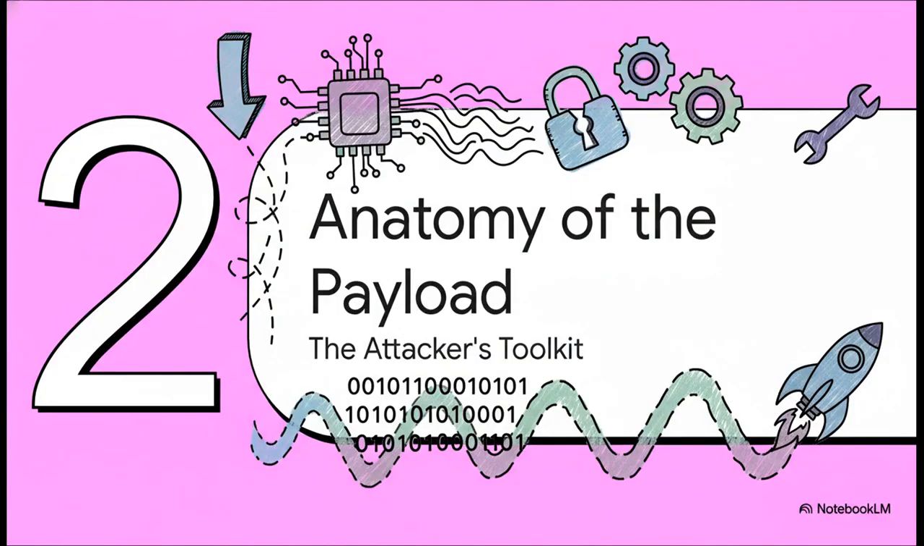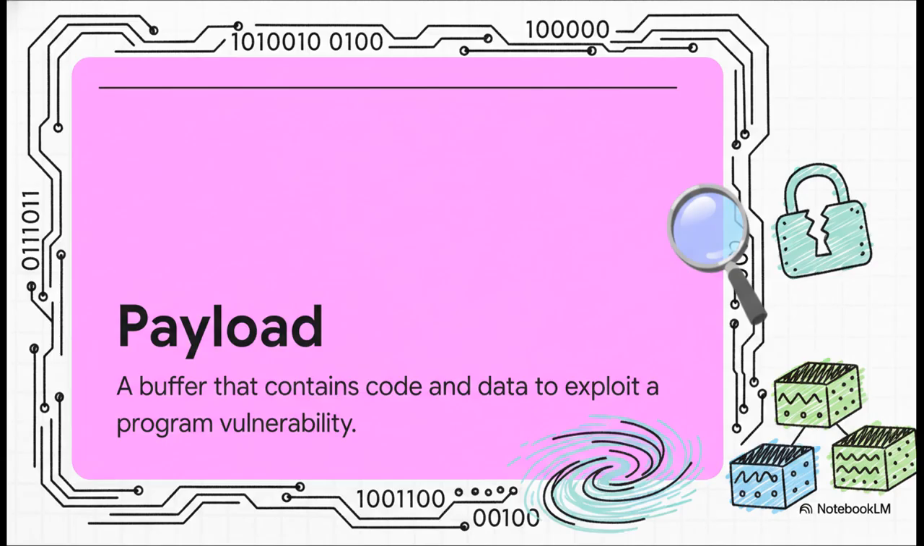Okay, so the attacker has control of the wheel. They can steer the program wherever they want. But where do they want to go? They need a tool, a custom-built package of instructions to get the job done. In the world of hacking, we call this the payload. And this payload, it's not just a bunch of random junk. Oh no, it is a work of art, in a devious sort of way.